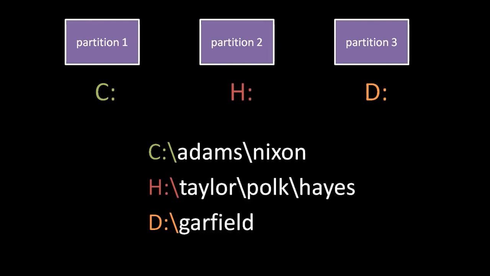The path C:/Adam/Nixon refers to a file or directory named Nixon listed in a directory Adams, itself listed in the root directory on the C partition. The path H:/Taylor/Polk/Hayes refers to a file or directory named Hayes, listed in a directory Polk, listed in a directory Taylor, listed in the root directory on the H partition. The path D:/Garfield refers to a file or a directory named Garfield, listed in the root directory on the D partition. While the preferred convention in Windows file paths is to use backslashes, forward slashes work just as well. In Unix, however, file paths must use forward slashes.